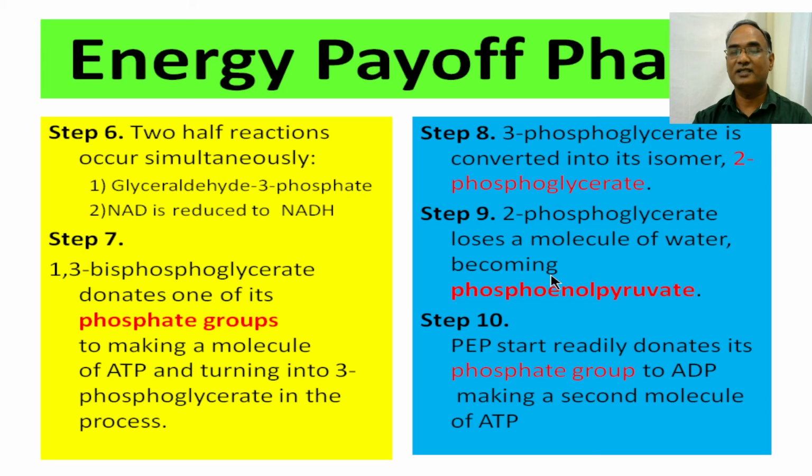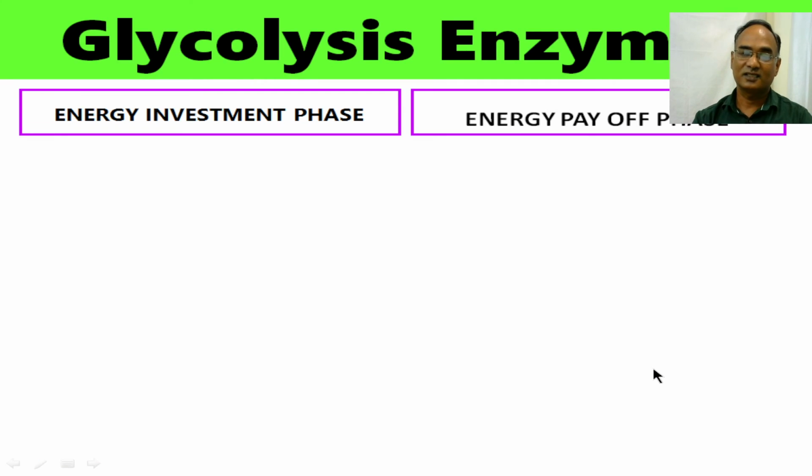Finally it will be phosphoenol pyruvate. Finally the phosphate will be released, and pyruvate can be generated in a new form. This pyruvate will enter into the Krebs cycle.